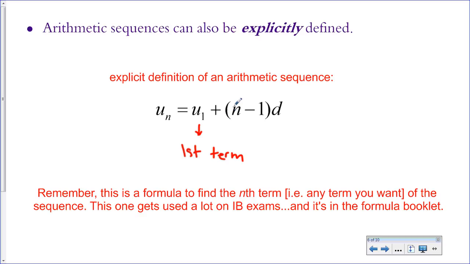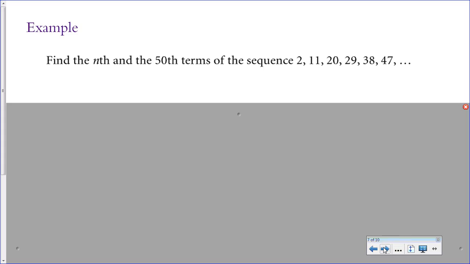And then multiplied by d, which is our common difference. This is the formula that gets used a lot on the IB exam. It's in the formula booklet. It's much more common than the recursive definition. So this is the one that you're going to end up practicing a lot in your homework assignments and on review sheets and stuff. So let's do an example or two.